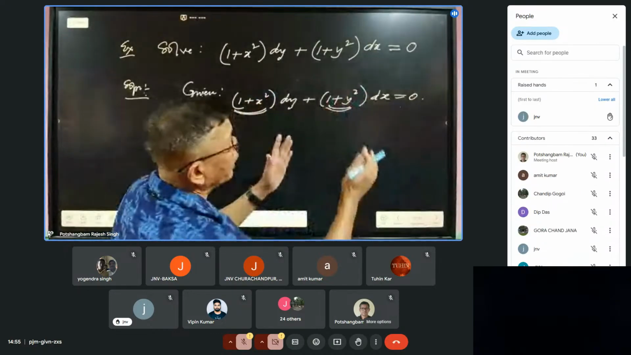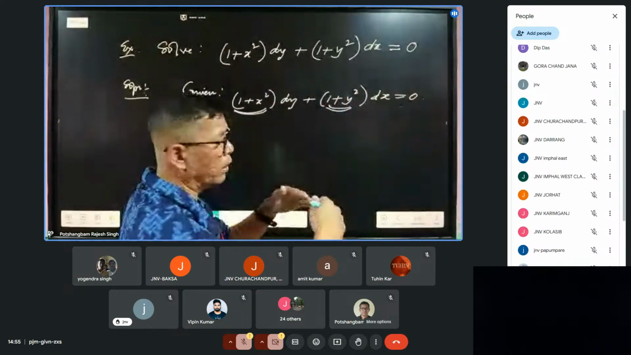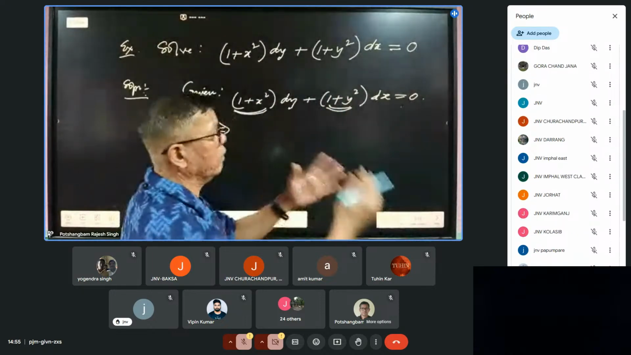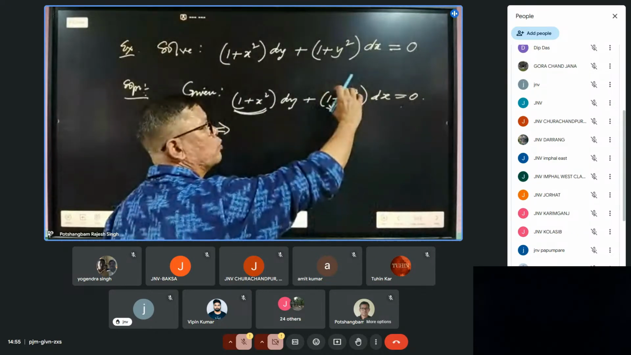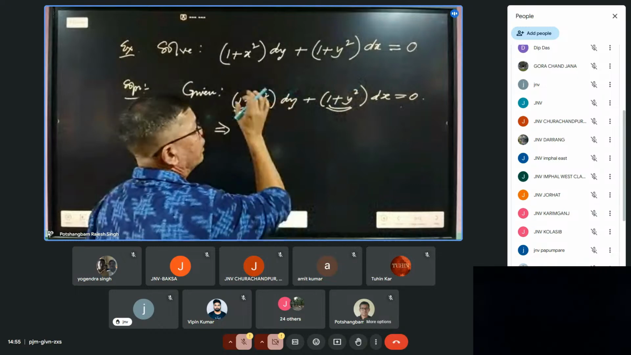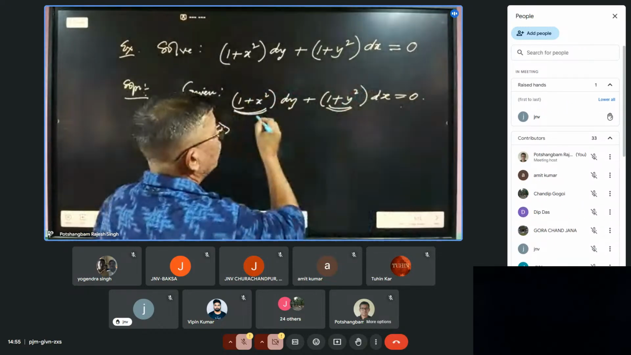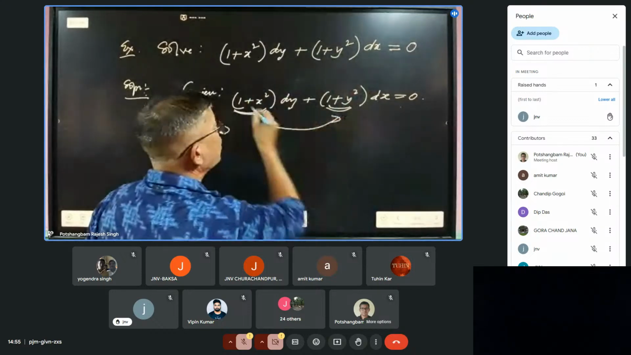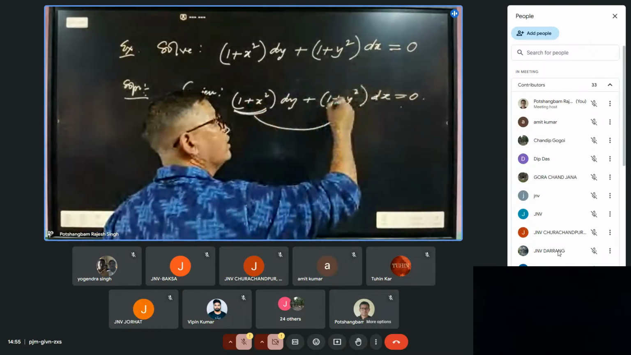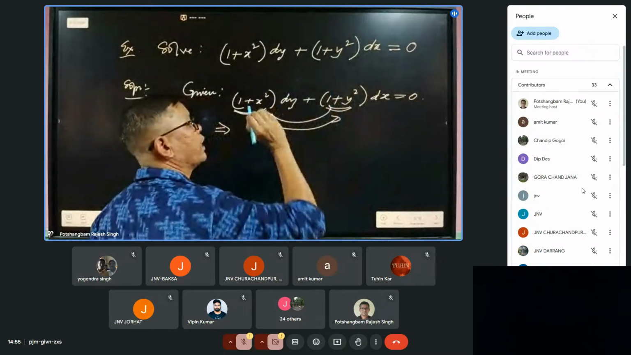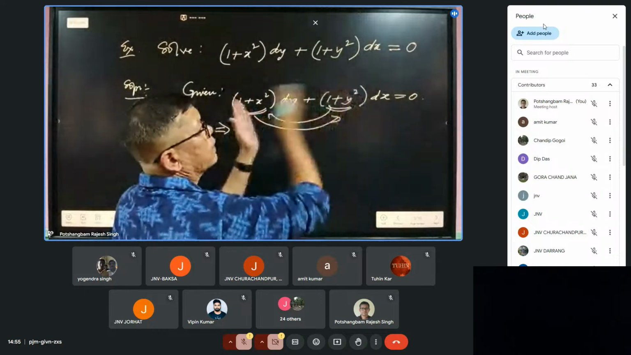In what way can this be done? We can make this function of y be here with the dy, and this function of x be here with the dx. And this can be done by two-way cross division. So this should be crossed to this side, and then this will simultaneously come to this side. Two-way cross division among these two terms can be done.